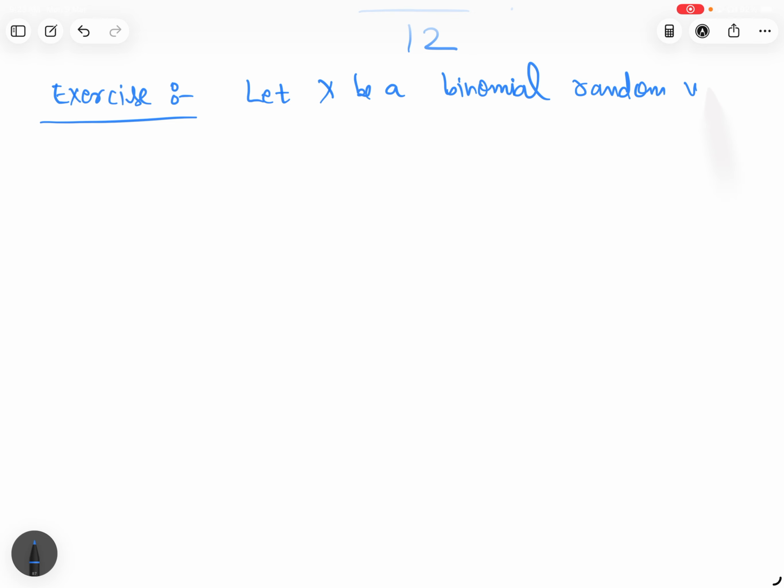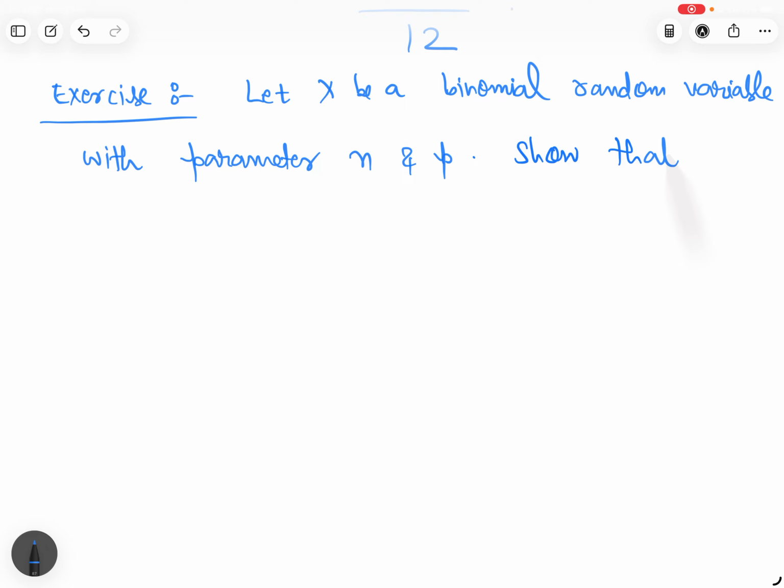Now next exercise. Let X be a binomial random variable with parameters n and p, so that variance of X is equal to np into (1 minus p). We have to show it.